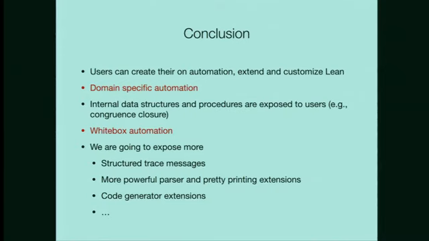Okay, before the demo concludes, the main point here is that users can create their own automation and they can extend and customize Lean, right? You can write domain-specific automation that's very reliable for a specific domain. You have not just access to these black boxes that are decision procedures, but you have access to their internal data structures, right? We are exposing all this to users and they can use them to implement their own automation. We call that white box automation.